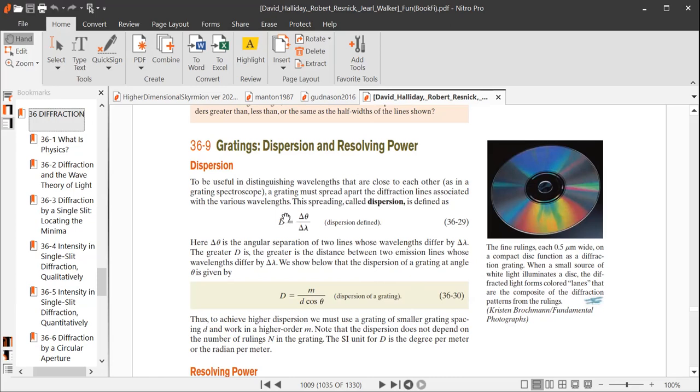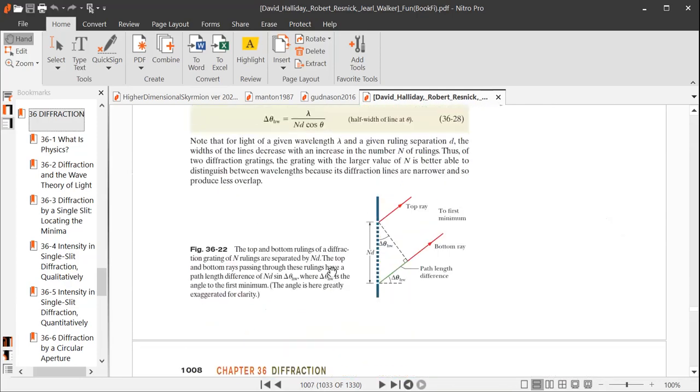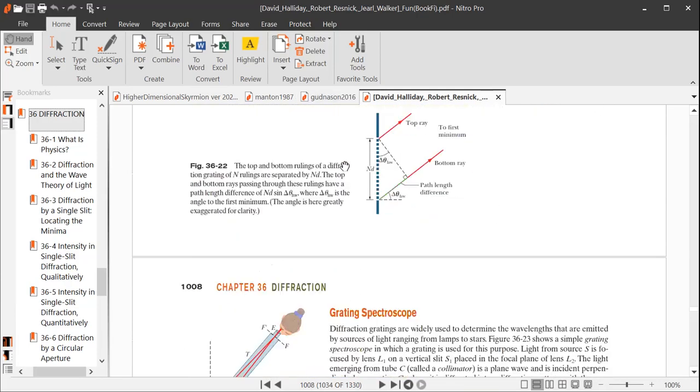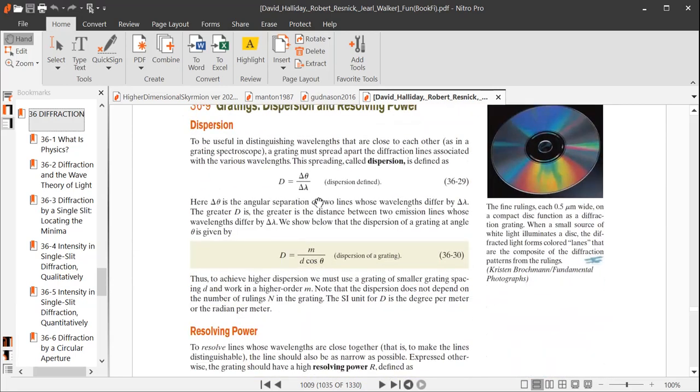This is the definition of the dispersion, D equals delta theta over delta lambda. Because the dispersion occurs only at the maxima, the secondary or next secondary maxima, we get that the dispersion of a grating of N slits is m over d cos theta, where theta is the angle for a single slit.